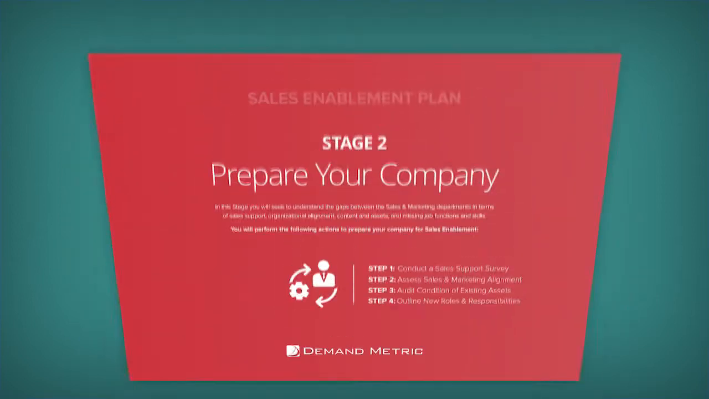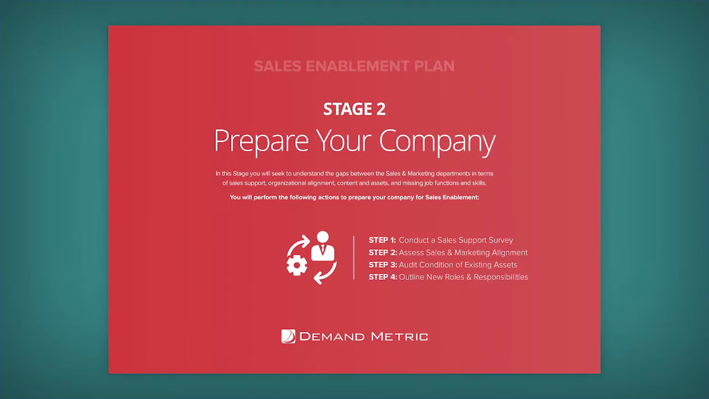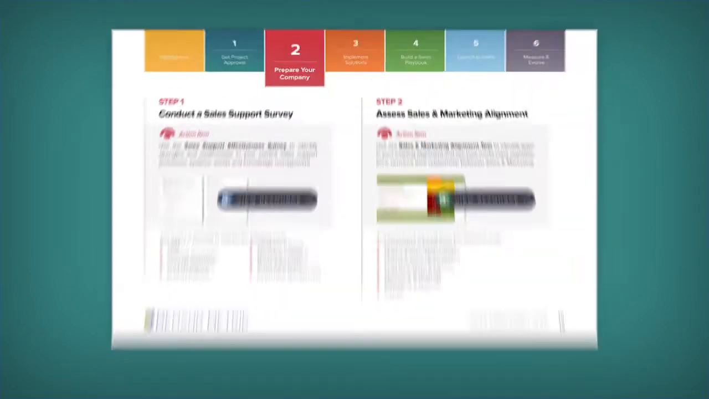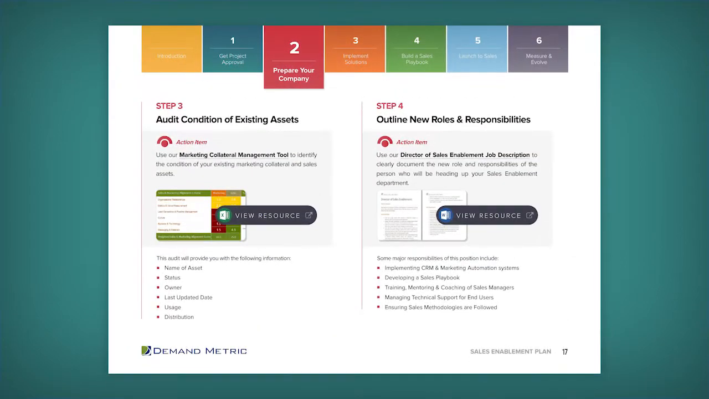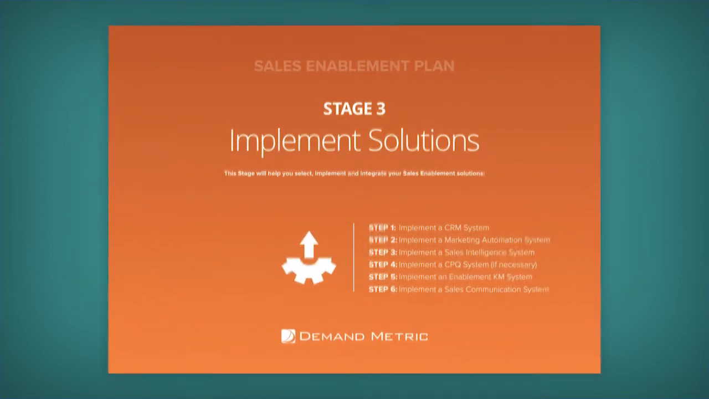In stage number 2, we move into preparing your company. And here, the first step is to conduct a sales support survey. Then you move into assessing sales and marketing alignment, audit conditions of existing assets, and then outline new roles and responsibilities.